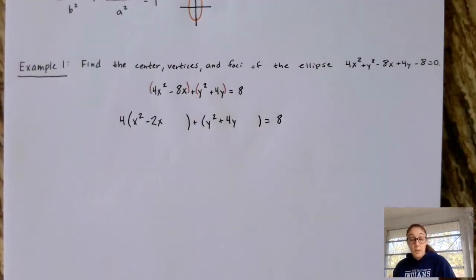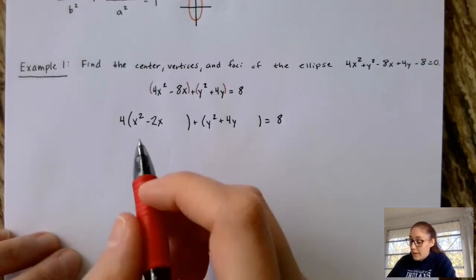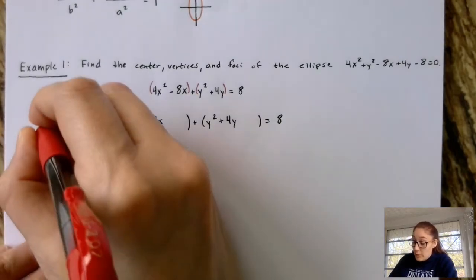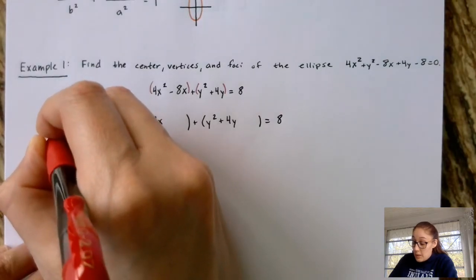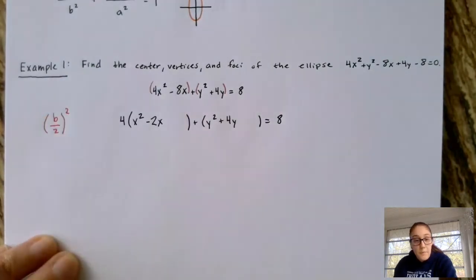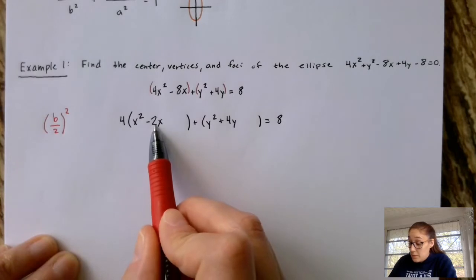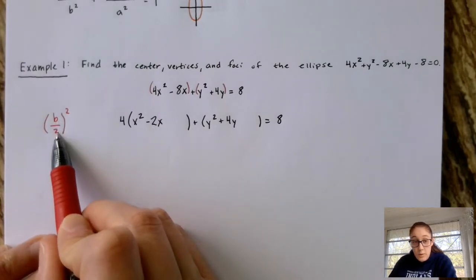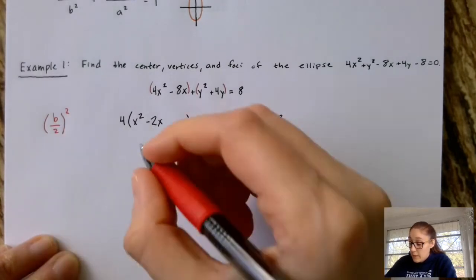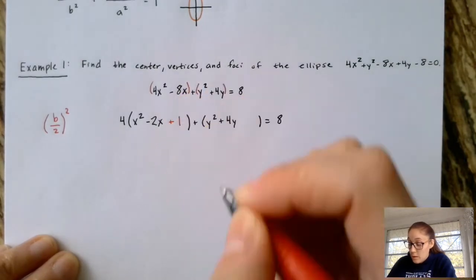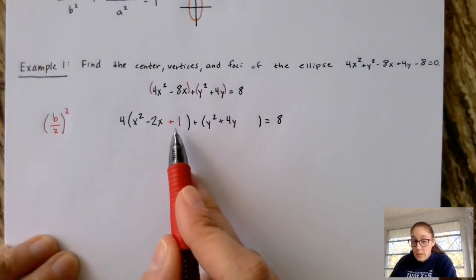You don't want to miss that, or else you're going to complete the square incorrectly. Alright, so when we complete the square, don't forget that you take b, you divide by 2, and then you square it. So b is negative 2. Negative 2 divided by 2 is negative 1. Squared is a positive 1.